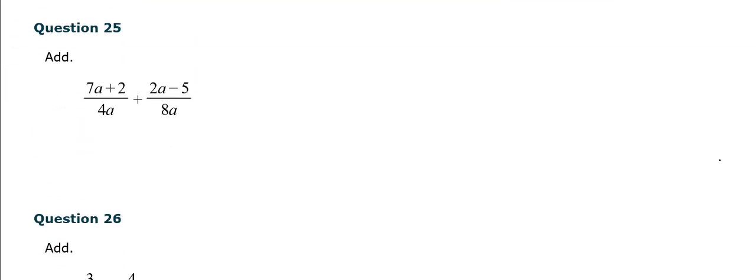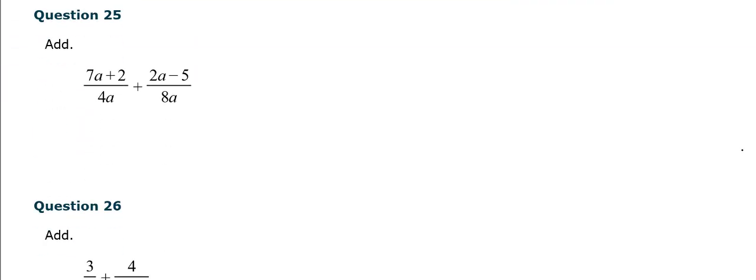The next problem. We have 7a plus 2 over 4a plus 2a minus 5 over 8a. So since we're adding fractions together, we need a common denominator. So if I look at 4a, that can be rewritten as 2 times 2 times a. And 8a can be rewritten as 2 times 2 times 2 times a.